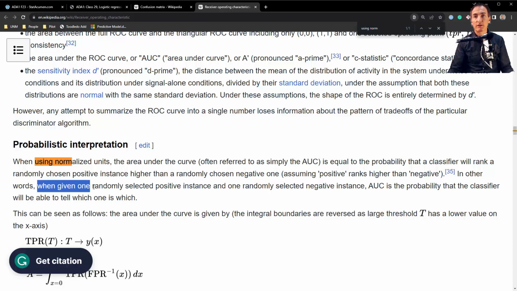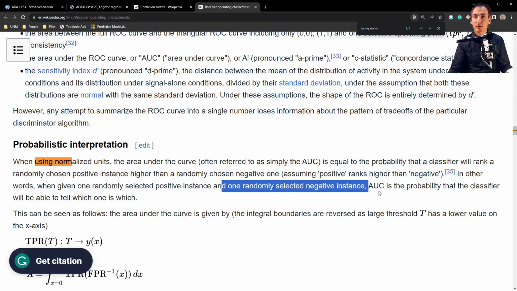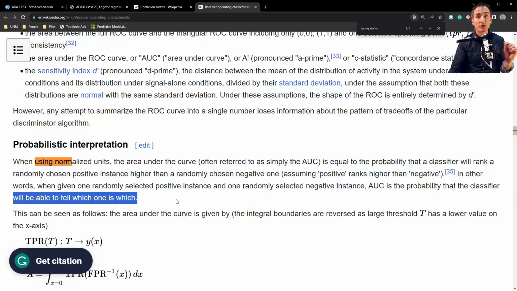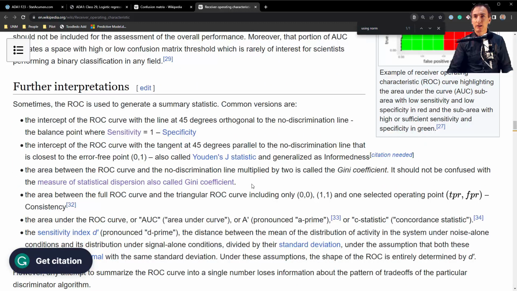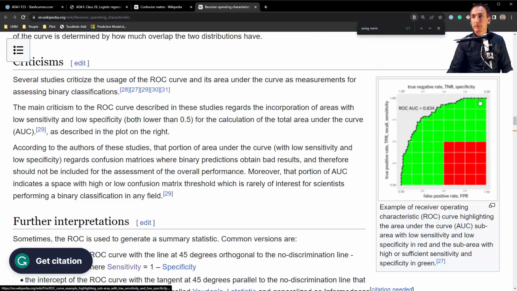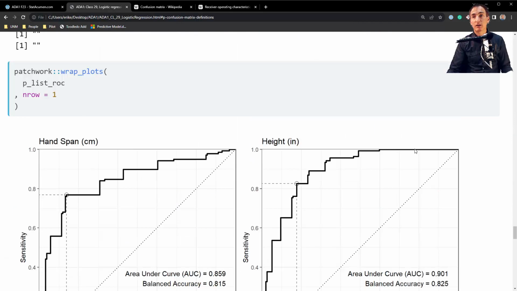In other words, when given one randomly selected positive instance, a female, and one randomly selected negative instance, a male, the area under the curve is the probability that the classifier will be able to tell which one is which. Because if you swap those, then you've made an error, probably two errors. They've got some math to show that. So that's the basic idea of the area under the curve. The bigger the area is, the better your classifier is.